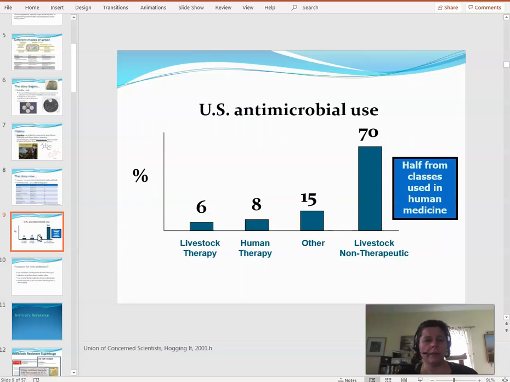What do we use antibiotics for? Now, you might think that antibiotics are only used for human therapeutic drugs, but when we look at the percent in the United States, only 8% of all those antibiotics that are produced in the United States go for humans. 6% goes for livestock therapy. So like a livestock gets sick, they need antibiotics to cure their disease. There's some other things that they're used for, but most of it is used for what's called livestock non-therapeutic.